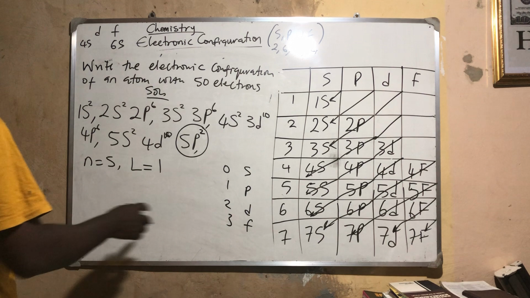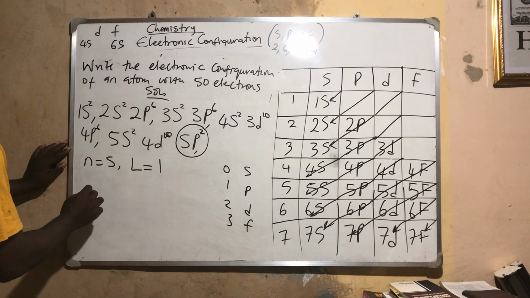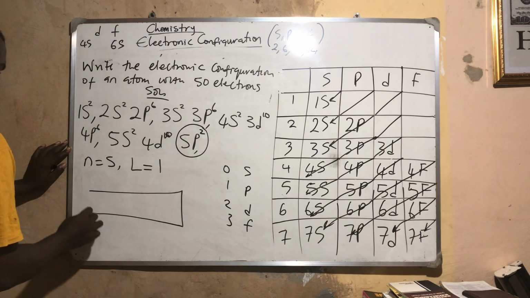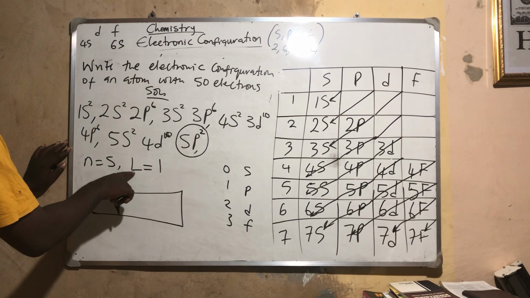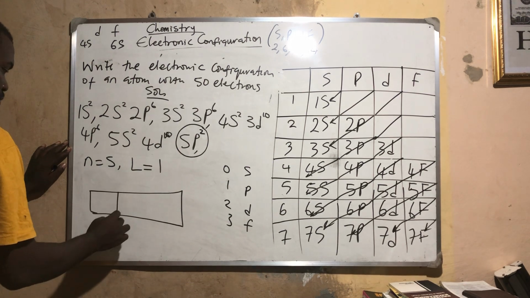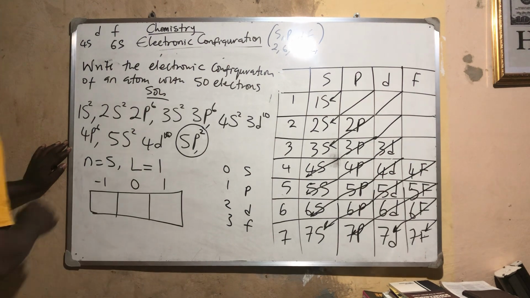The next thing we should do is to get our magnetic quantum number, our M. How do you get your M? You draw like this. Let us draw. If the azimuthal quantum number is 1, then what you are drawing will start from -1, 0, and 1.